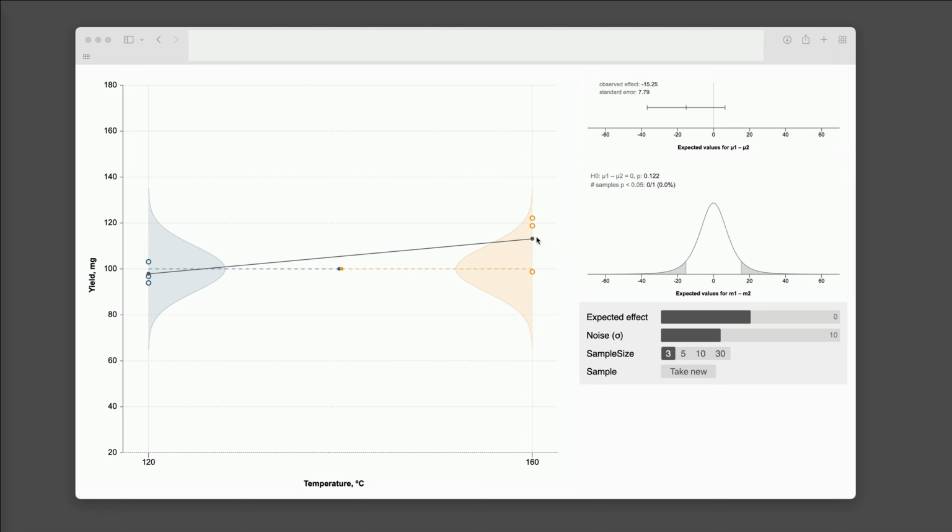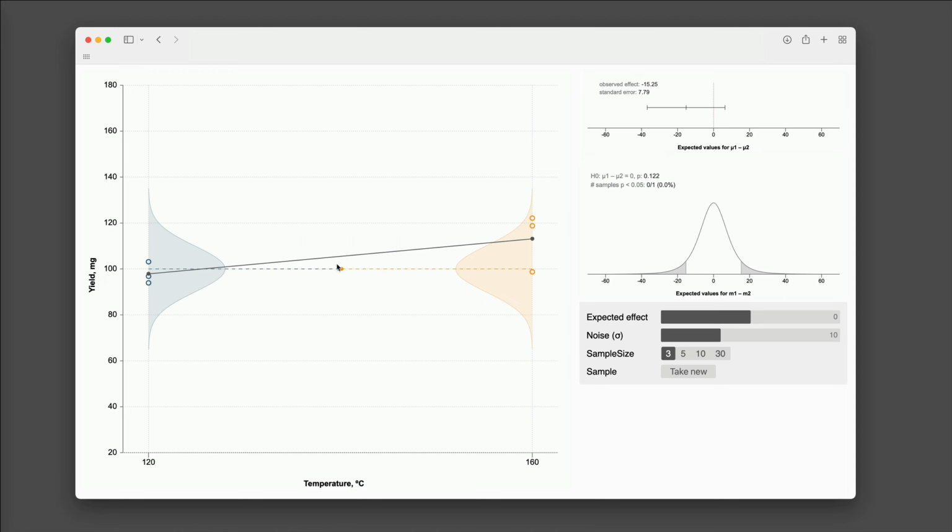And then if I compute the average of my sample 1, this one, and the average of my sample 2, this one, you can see that these average values are not the same. Although the population average values are the same, we can see that we have an effect from the temperature, right? So you can see that the observed effect is minus 15.25. And in this case, it's minus because I have the average of the first sample minus the average of the second sample. Strictly speaking, it means that when we ran our process 3 times at 160 degrees, on average, we got 15 milligrams more of the final product.